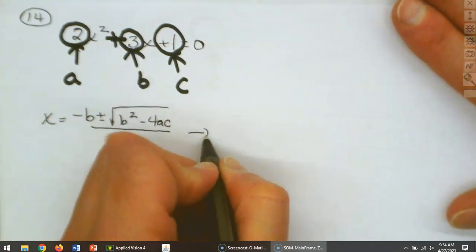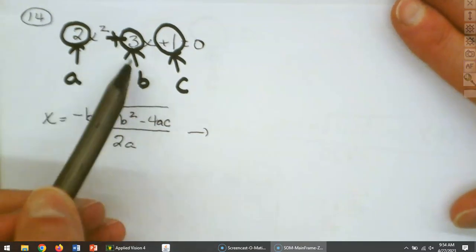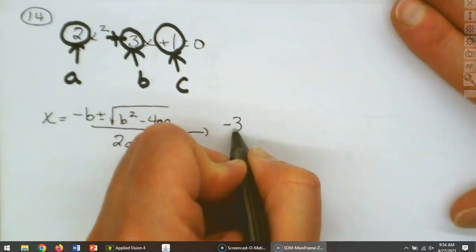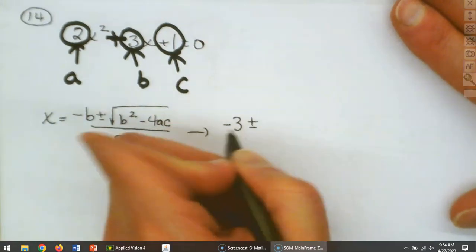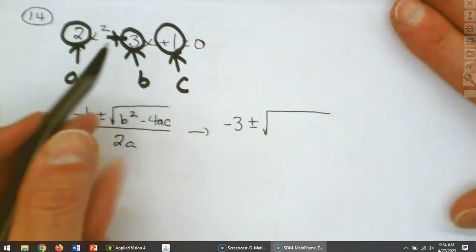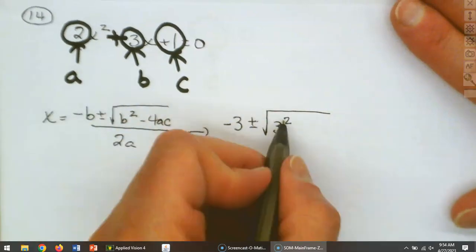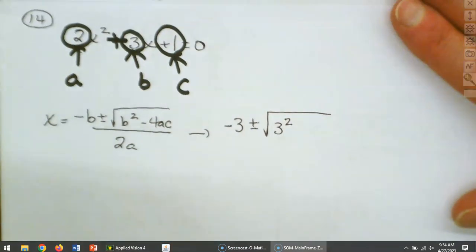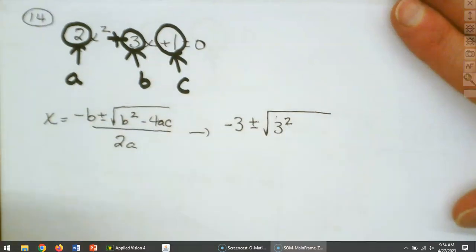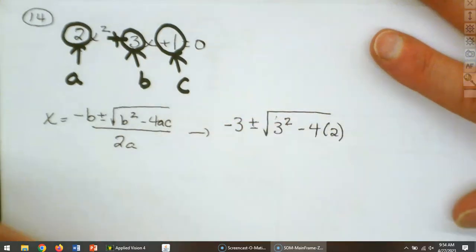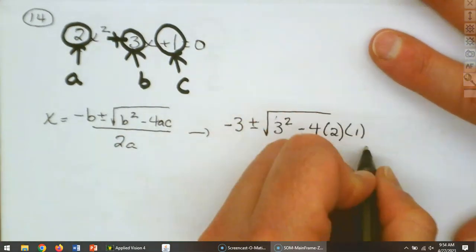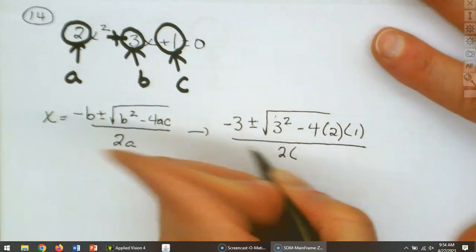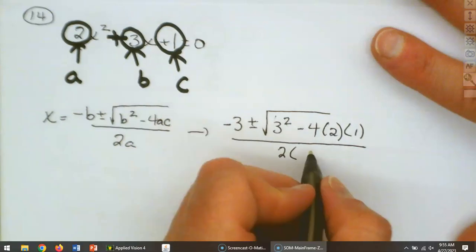And we now start plugging our values in. So in this case, our b is a 3. So that's going to be a minus 3 plus or minus the square root of 3 squared. And you could put parentheses around the 3 if you want. You really don't need to unless you've got a negative. If you have a negative, make sure you put it around that number. In this case, it's positive, so it really doesn't matter. And then we've got a minus 4, A, which is 2, C, which is 1, all over 2 times A, and A in this case is a 2.